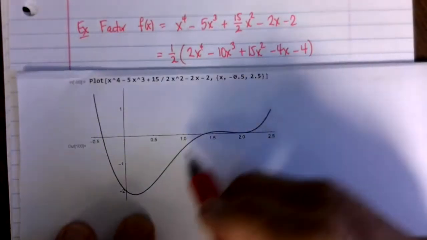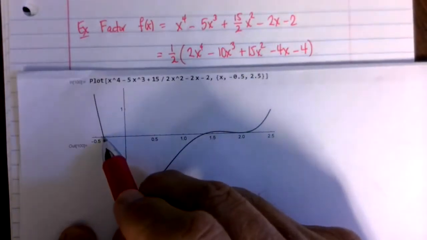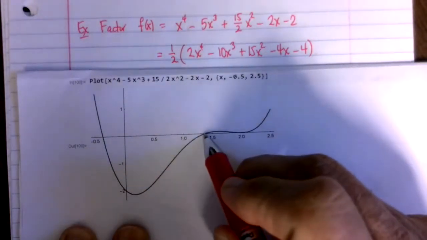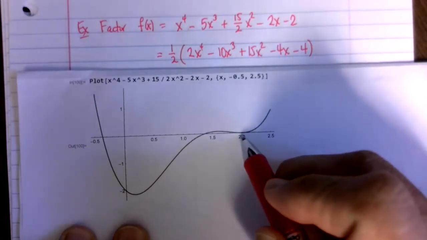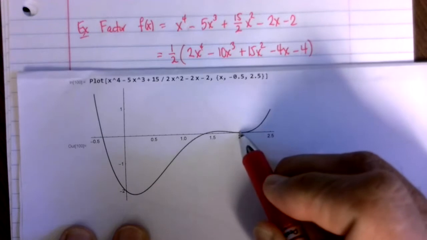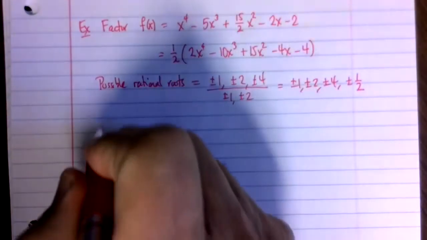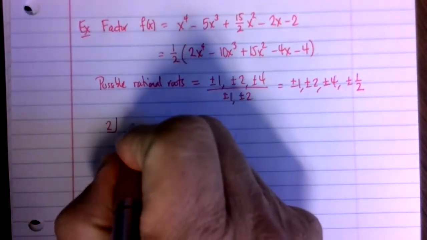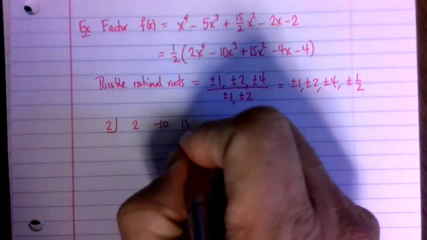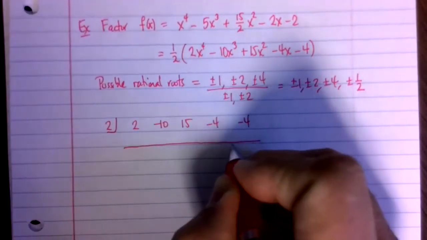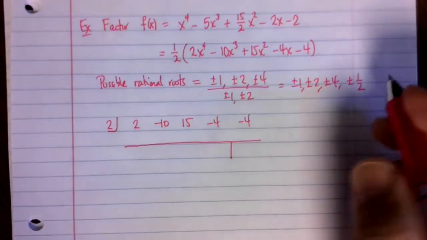So if you look at the graph of the polynomial, it looks like there's a root here, but that's not negative a half. 1 is not a root. There's a root here that's not 1. But it looks promising that 2 might be a root, and because it's touching the axis, it might well be a double root. So let's try 2 on the factored part here. So 2, negative 10, 15, negative 4, negative 4. And let's see if 2 actually works. It certainly looked promising from the picture.